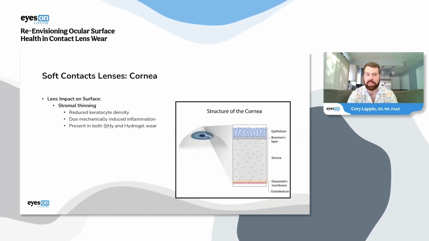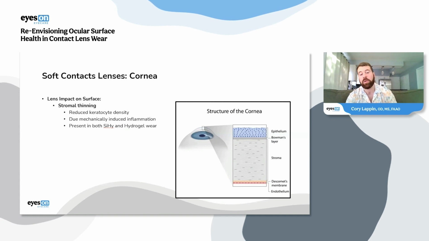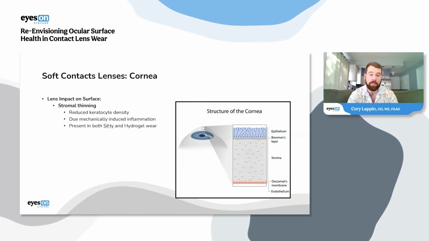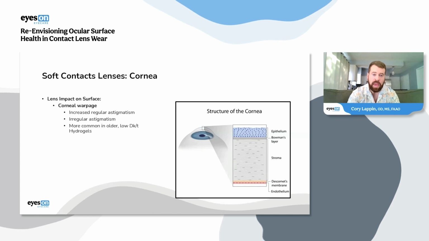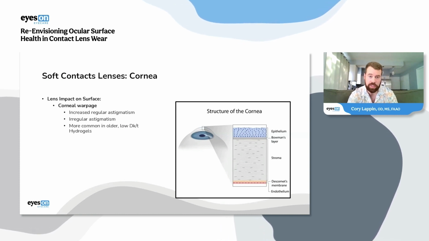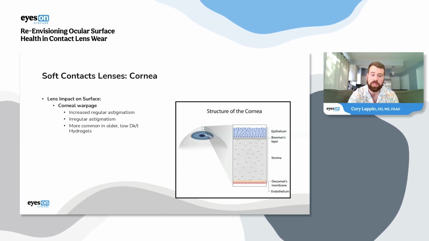Now, a lesser known impact of contact lens wear on the cornea is stromal thinning. This is thought to be because repeated microtrauma causes inflammation between the lens and the corneal surface. This inflammation causes dysgenesis or apoptosis of the stromal keratocytes, and this leads to stromal thinning. And even less common that we see now with most lenses is corneal warpage in regards to soft contact lenses. This was more often seen in some older low DK hydrogels.